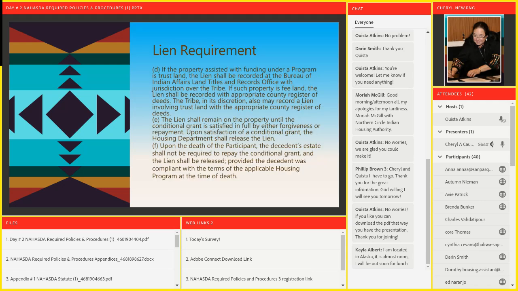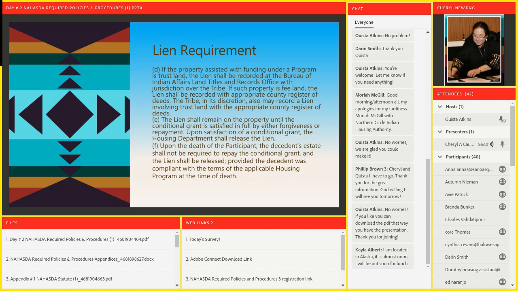If the property assisted with the funding under a program is trust land, the lien shall be recorded at the Bureau of Indian Affairs, Land Titles and Records Office, with jurisdiction over the tribe. If such property is fee land, the lien shall be recorded with the appropriate county register of deeds. The tribe, in its discretion, also may record a lien involving trust land with the appropriate county register of deeds. The lien shall remain on the property until the conditional grant is satisfied in full by either forgiveness or repayment. Upon satisfaction of a conditional grant, the housing department shall release the lien.